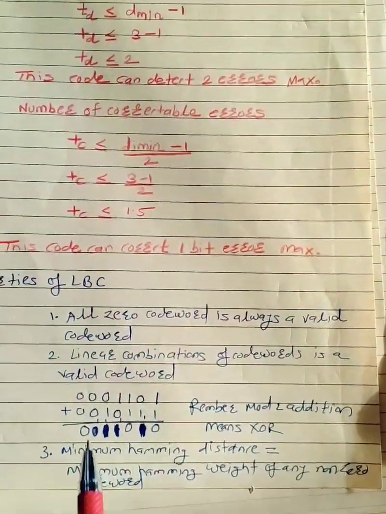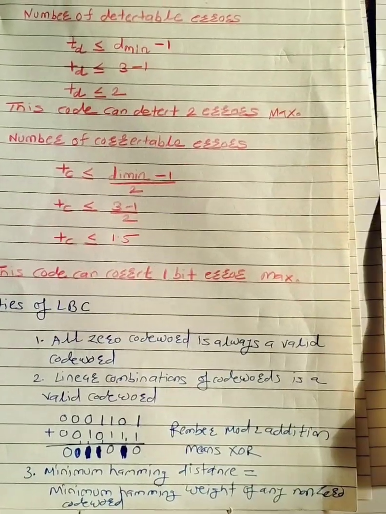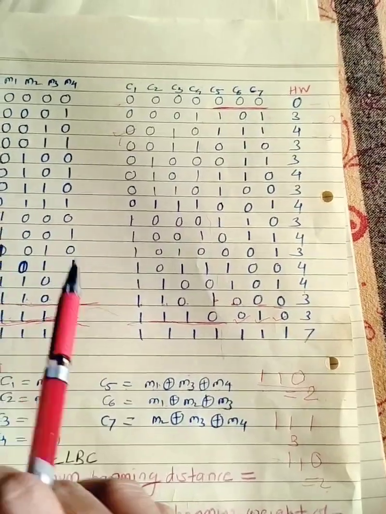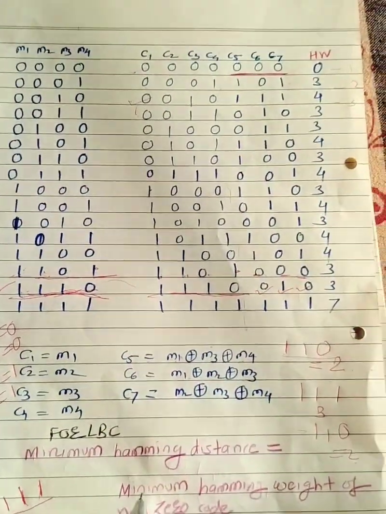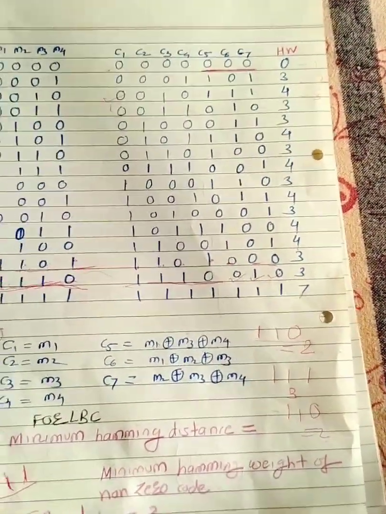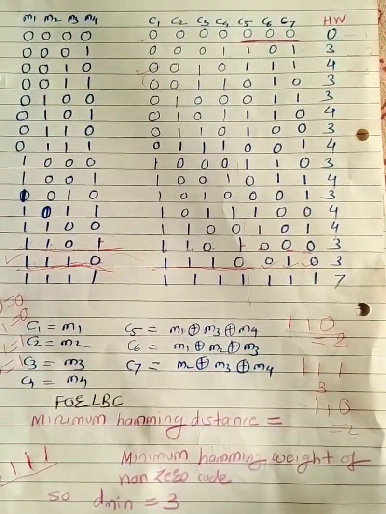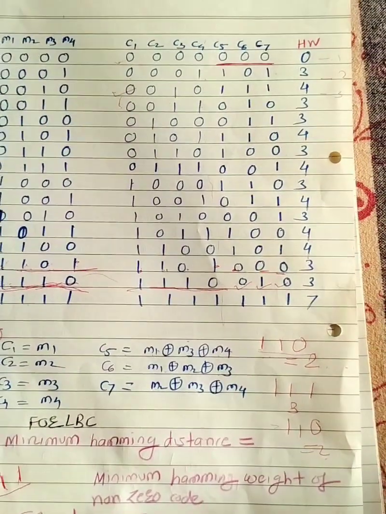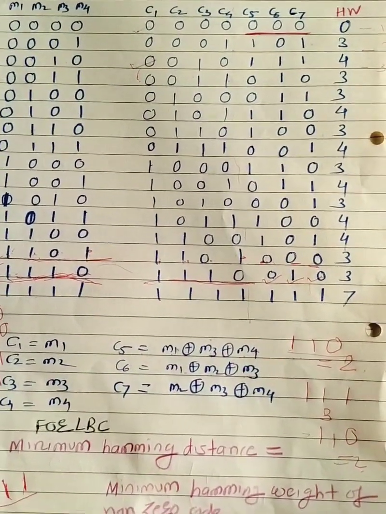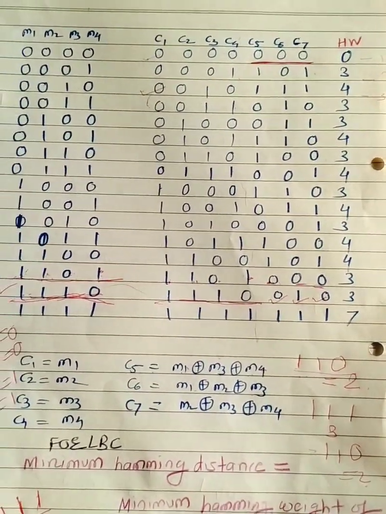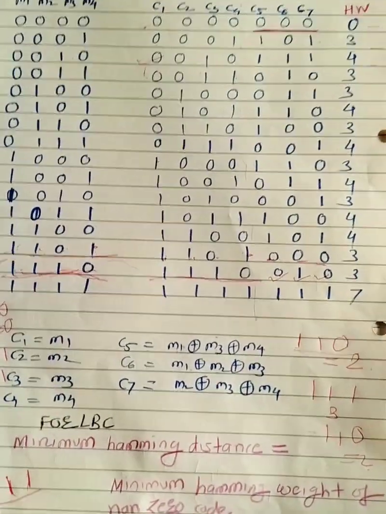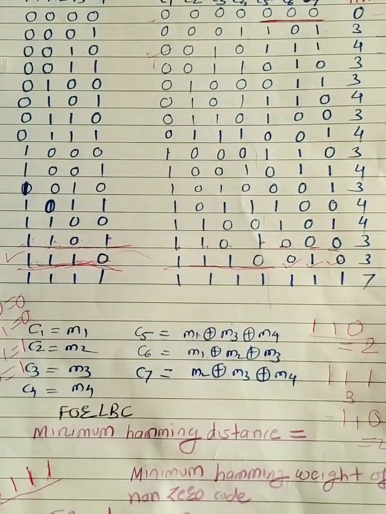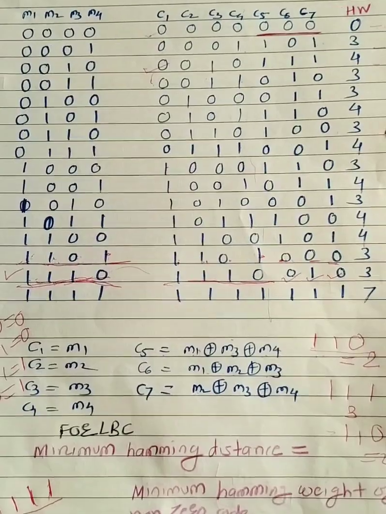Again, what is another property of the linear block code? That is the minimum Hamming distance. How do we find the minimum Hamming distance in a linear block code? You don't have to do the combinations of all the code words. You just have to find the Hamming weight and see what the minimum Hamming weight of a non-zero code word is. That is nothing but the minimum Hamming distance. What is Hamming distance? That is explained in the previous video, where we explained the terms of linear block codes. So you can check what the minimum Hamming distance is.